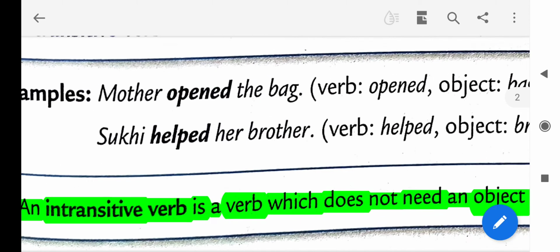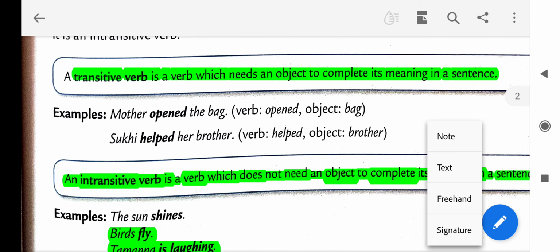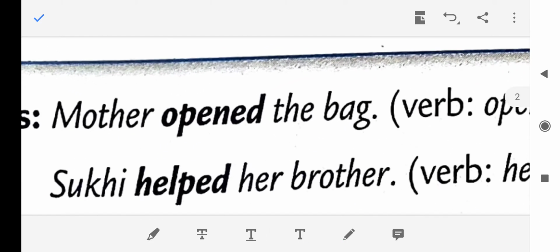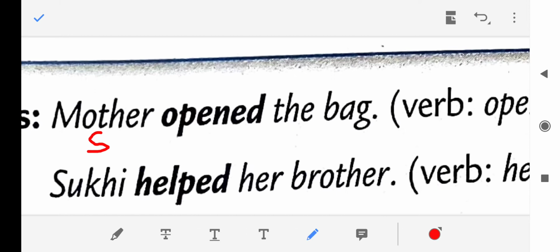Okay, so you got a clear canvas. In this sentence, which one is the subject? Mother is the subject. What did she do? She opened the bag. So opening is the verb. So what did she open? She opened the bag. So the bag is the object.